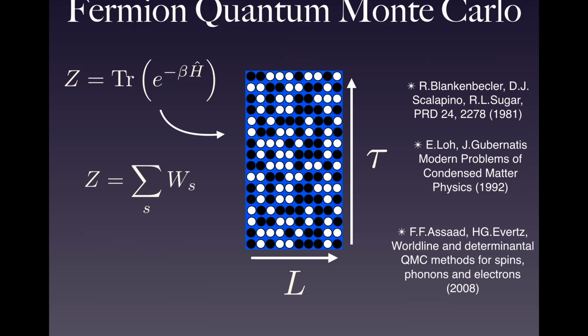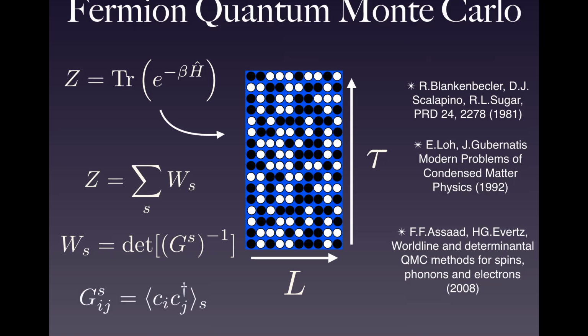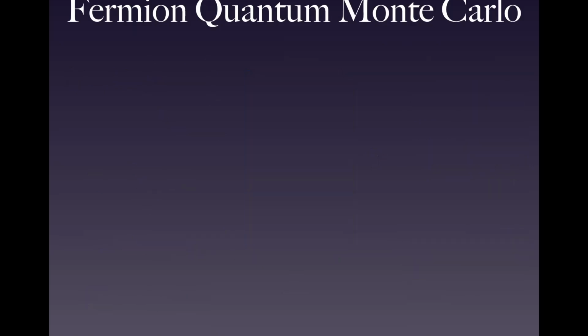And if you don't have a sign problem, then you can decompose the partition function as a sum over positive weights. And you just need to use the Monte Carlo to sum over the field configurations, which I'm calling S. And then those weights can be easily written in terms of the Green's functions. The Green's function for a given field configuration is easy to compute because for a fixed Hubbard-Stratonovich field configuration, it's a non-interacting model. So now how do you compute entanglement entropy in this framework?